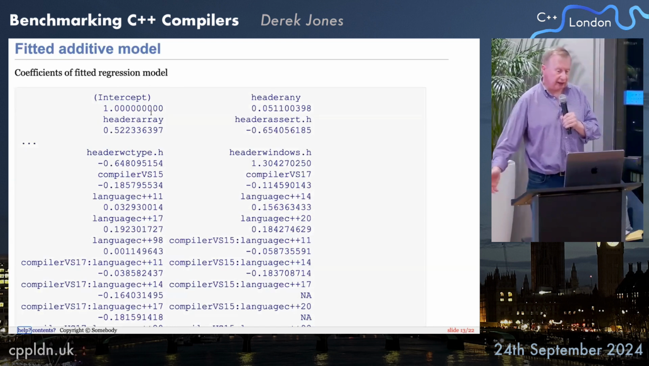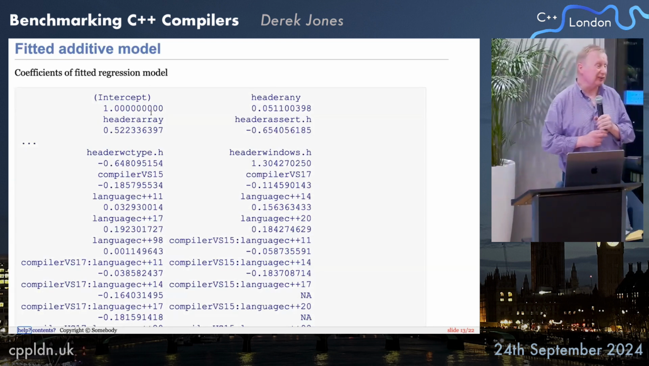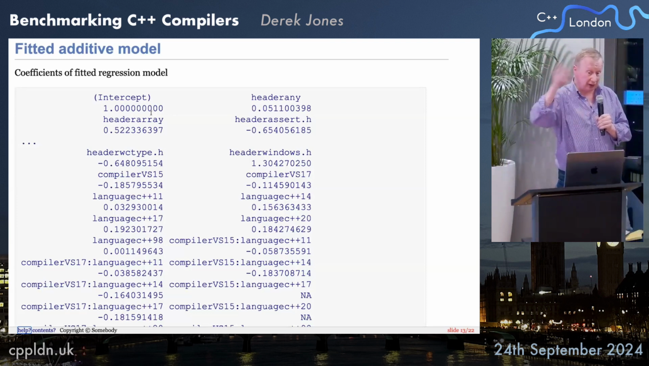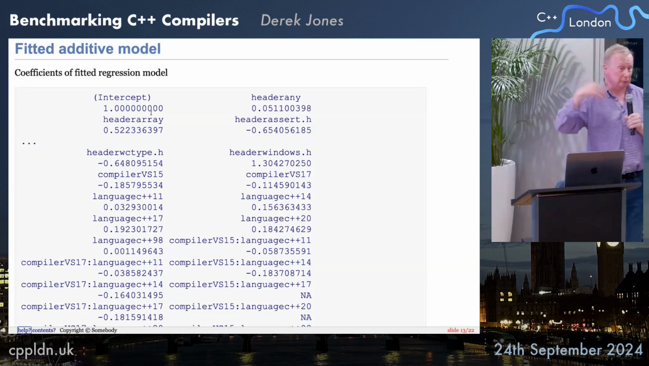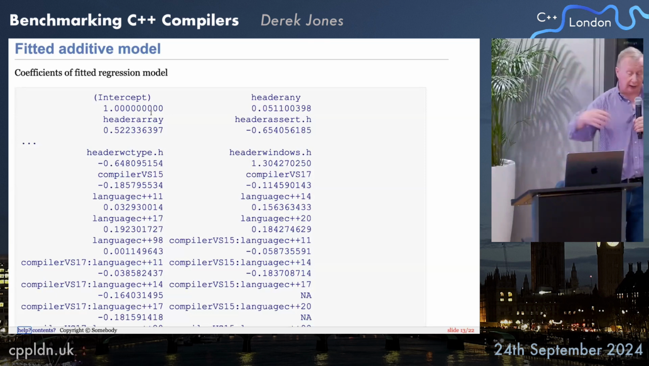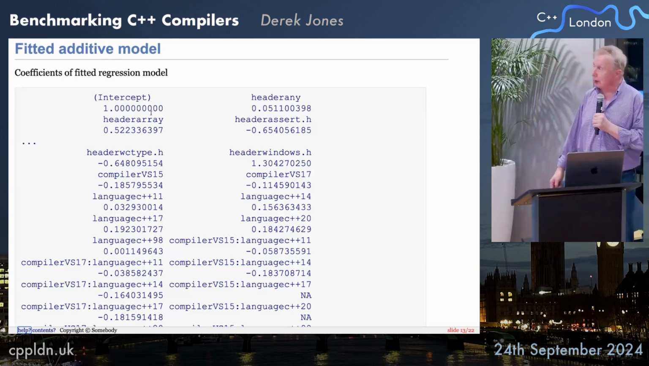I'm skipping over how you fit the model and the technical details. These days with modern software, it's trivial to fit a regression model. It's a couple of lines of code and that's it. It just pops out. The hard bit is understanding the statistics and the model and the processes behind it, and interpreting the data.